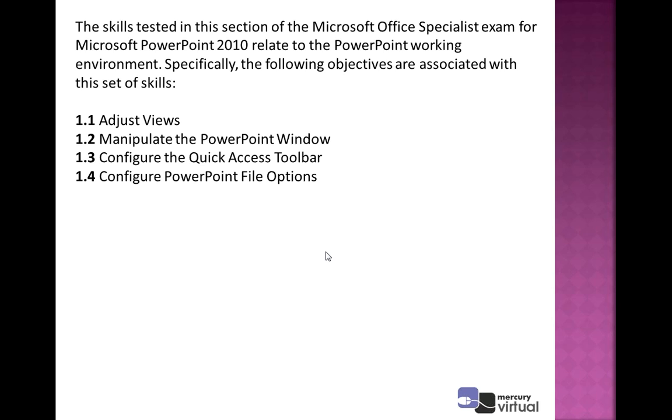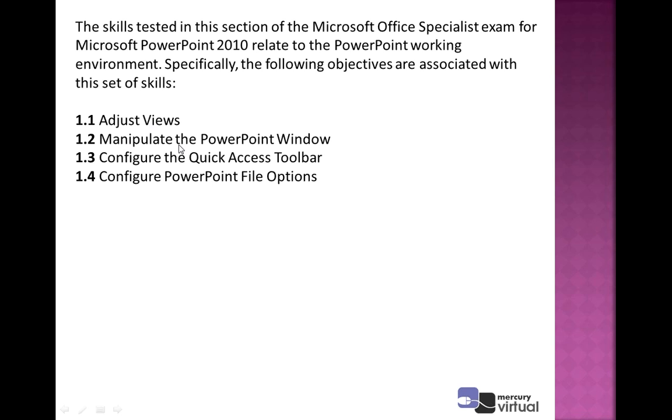how we can change from one window to another window, how we can toggle from one part to another part. This chapter includes 4 parts. 1.1 is how to adjust the views. As I told you, there are multiple views like normal view, reading view, slide sorter view, and the slideshow view. And this topic includes how we can adjust the different views that are available in MS PowerPoint 2010.